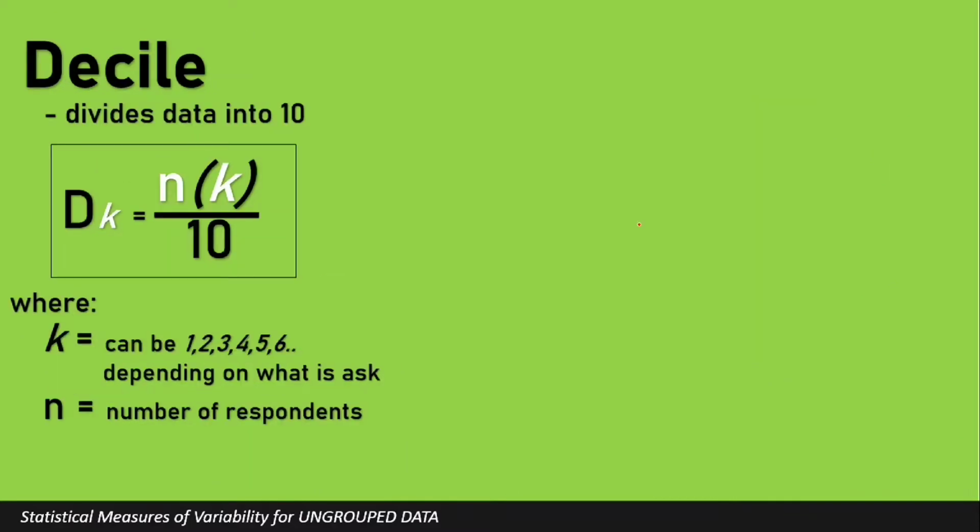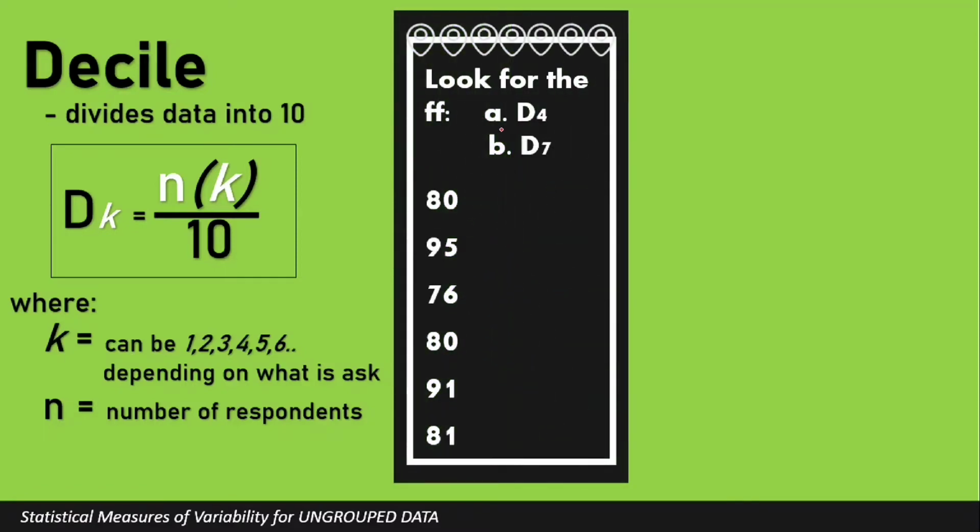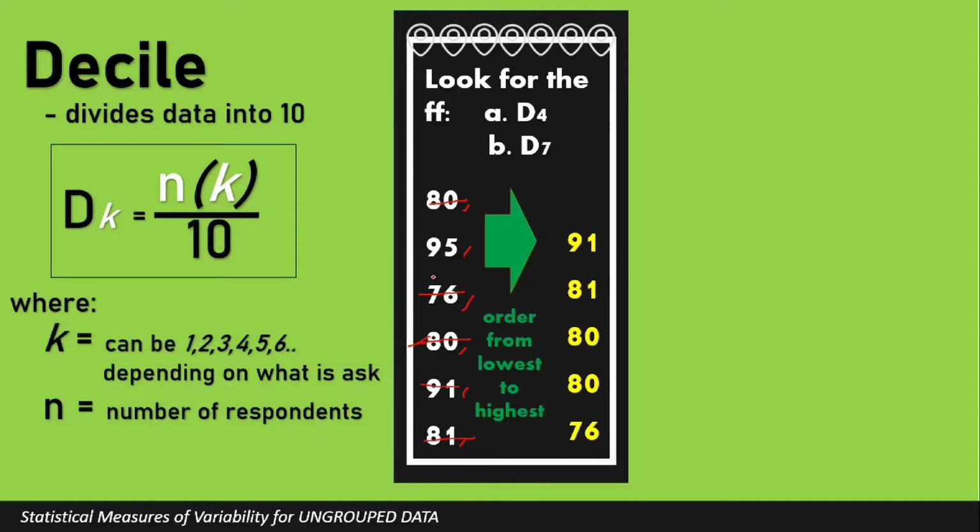Next is the decile. Decile divides the data into 10. We have the formula decile k equals n times k divided by 10, where k can be 1, 2, 3, 4, 5, or 6 depending on what is asked, and n is the number of respondents. We have another problem here. Look for the following: decile 4 and decile 7. The set of data is 81, 91, 80, 76, 95, and 80. Same as in the quartile, we order it from lowest to highest. So we have 76 as the lowest. We have 80, we also have another 80, 81, 91, and 95.